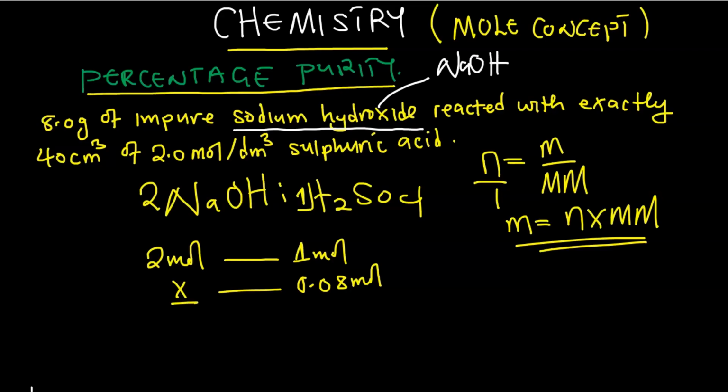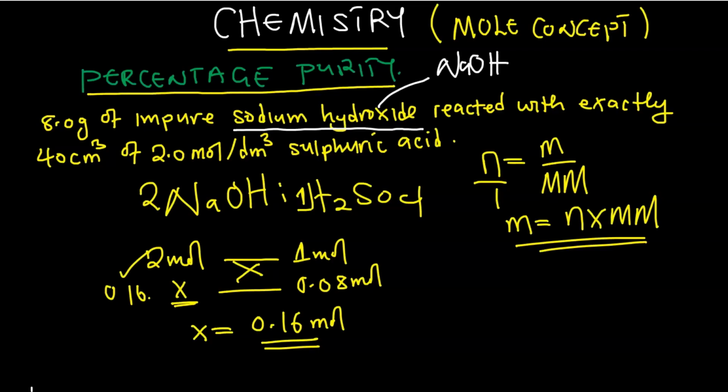So we need to find the number of moles of the pure sodium hydroxide before we proceed to this formula. Here you cross multiply, and we are going to have 2 multiplied by 0.08, which gives us X equals 0.16 moles. So 0.16 moles, I mean not 1.6, of sodium hydroxide react with the 0.08 moles of sulfuric acid. So this is the number of moles that we are interested in.